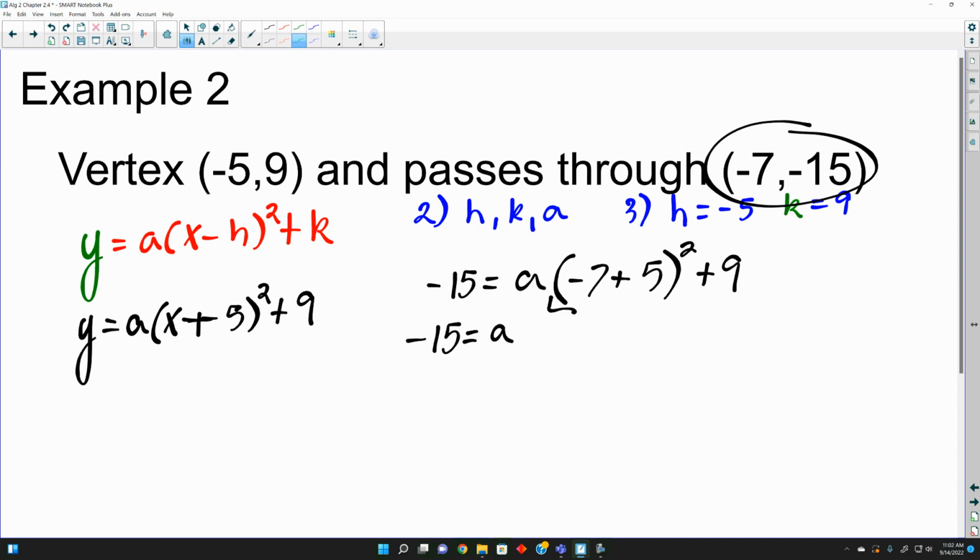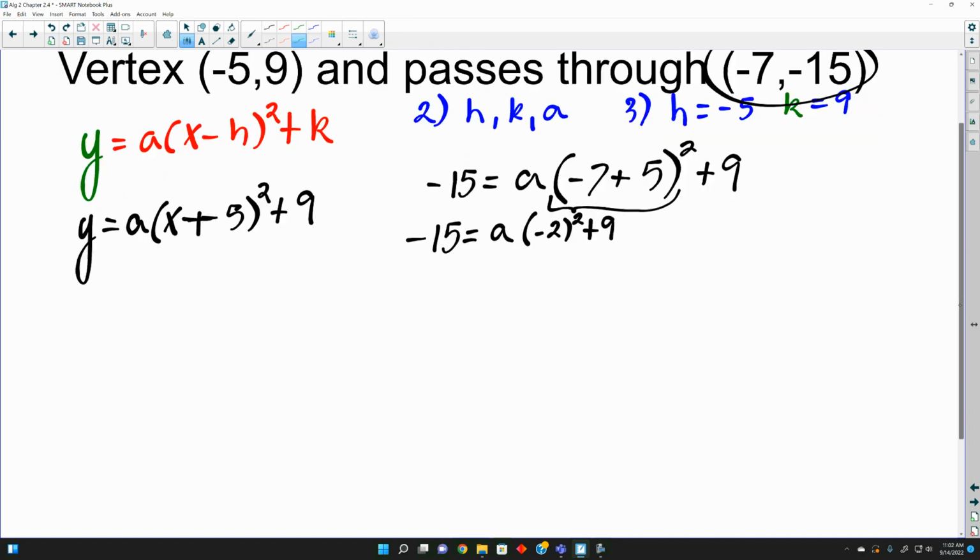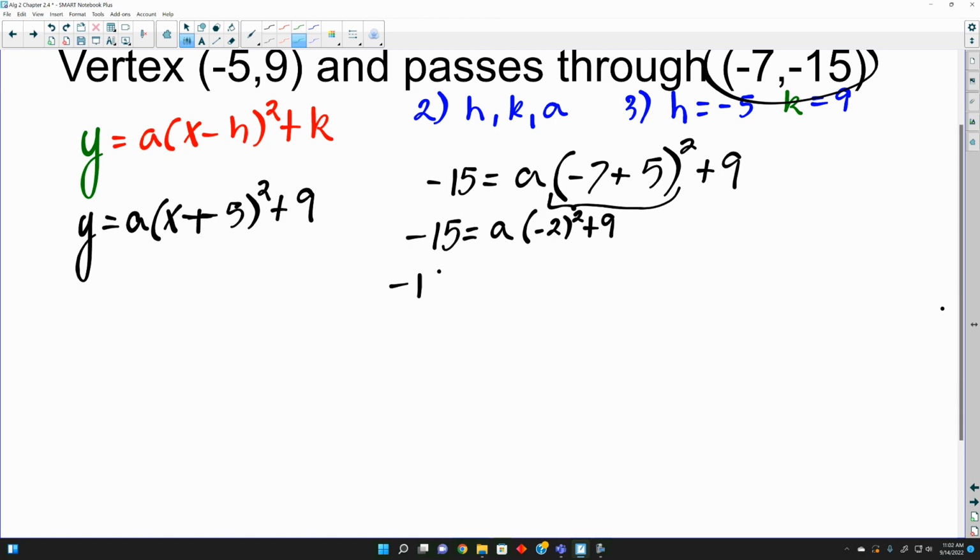Now we do need to simplify our set of parentheses squared first. And again, we could type that into the calculator to see what we get. Because we'd have (-2) squared plus 9. And (-2) squared is positive 4, because our -2 times -2, the negative and negative would make a positive. And 2 times 2 is 4. Then we would subtract the 9.